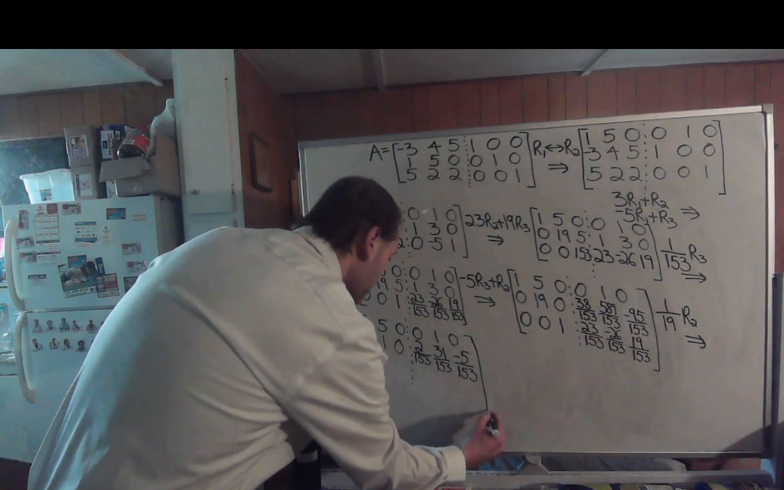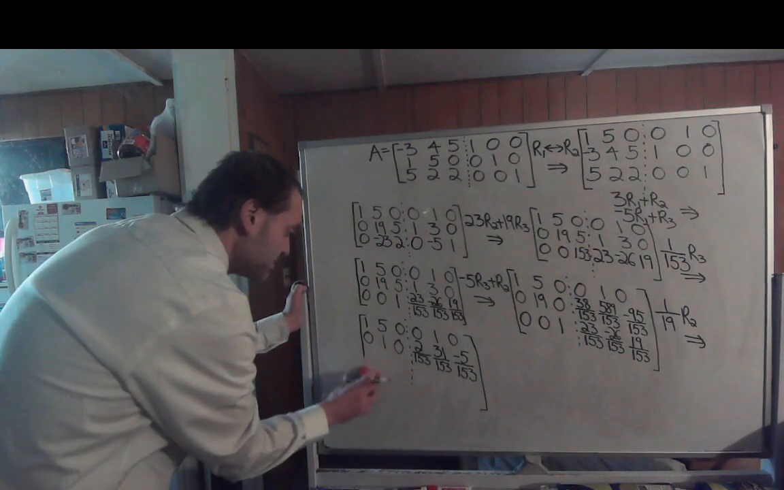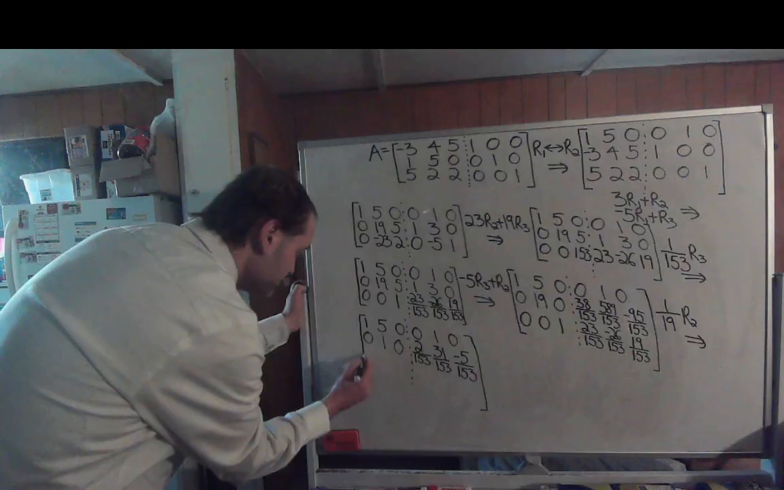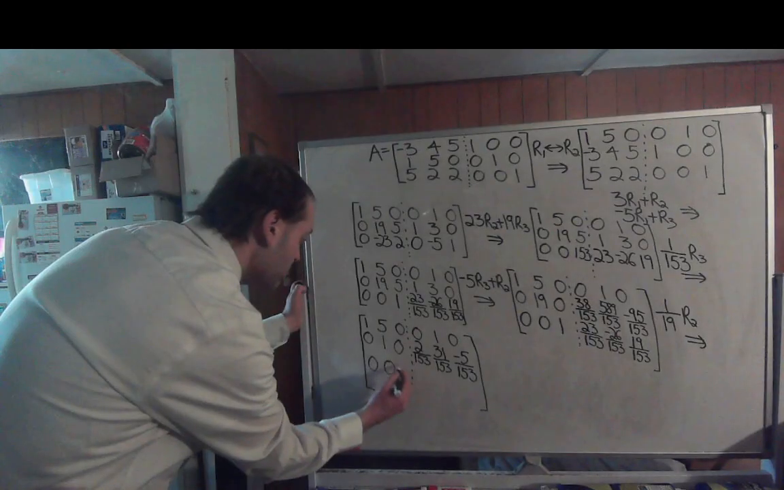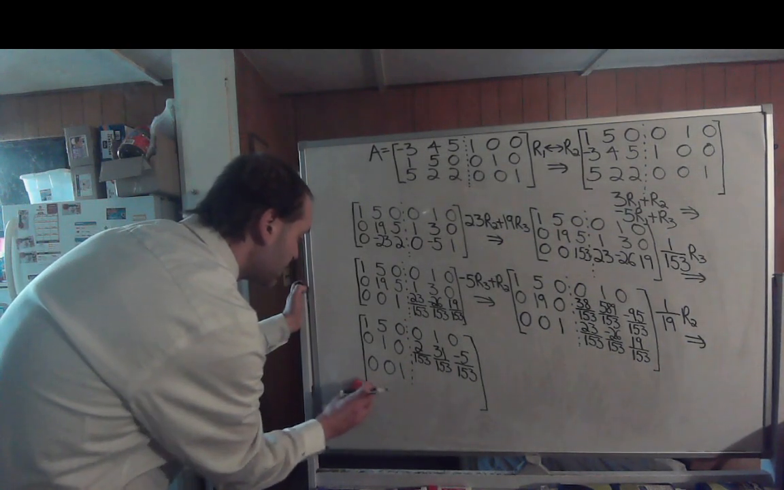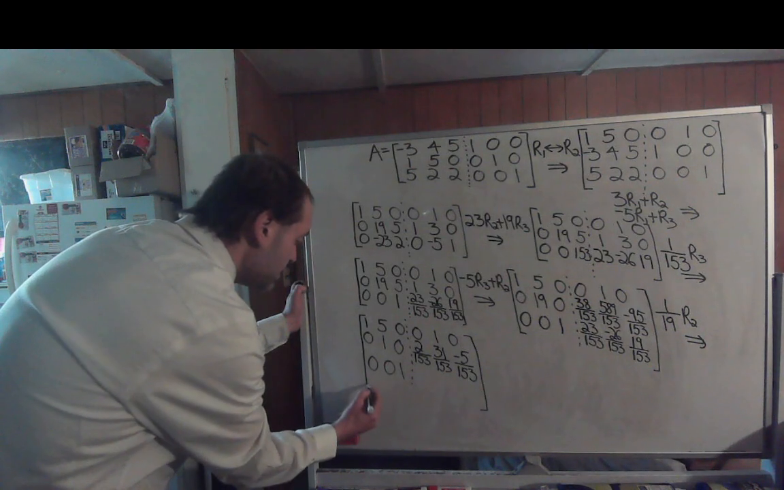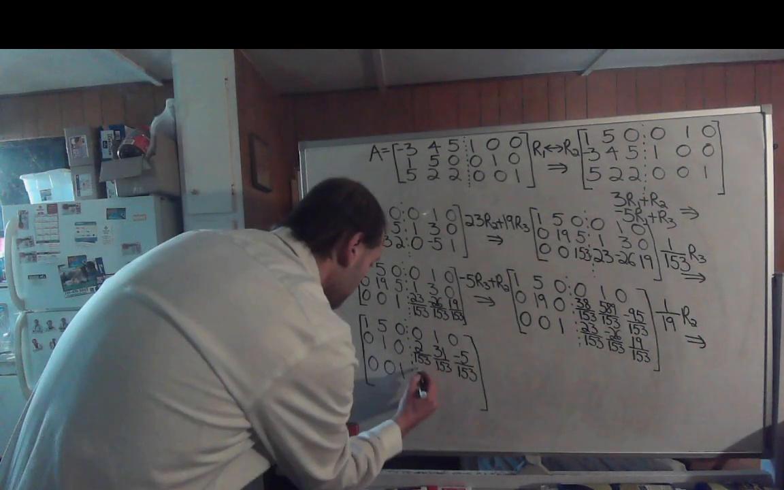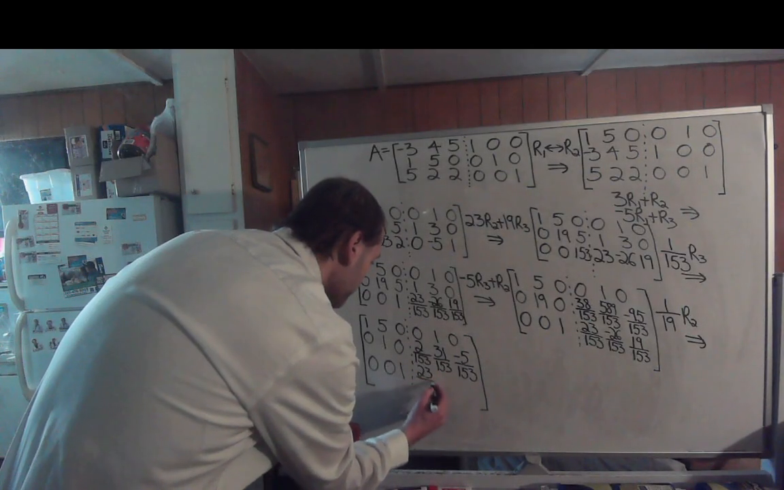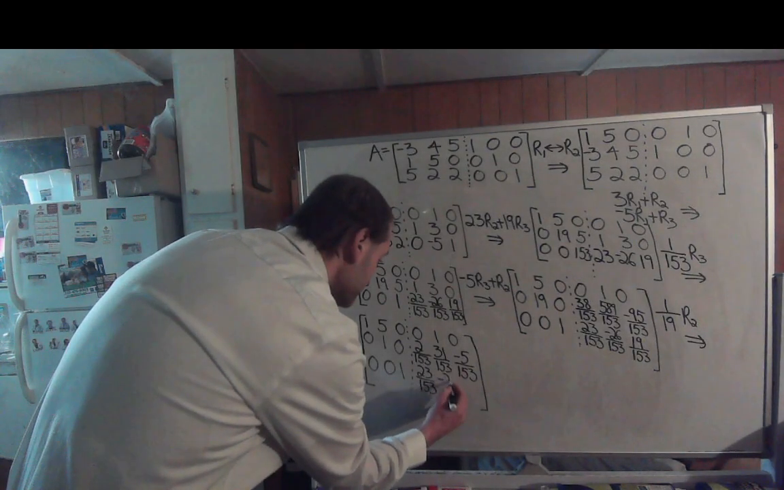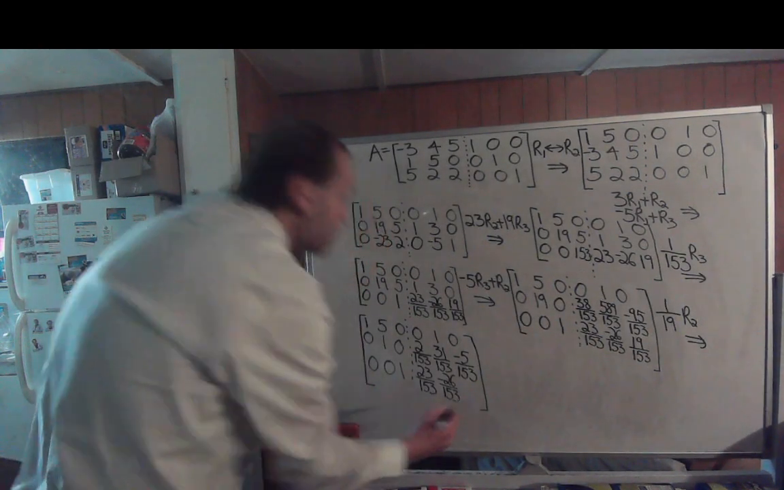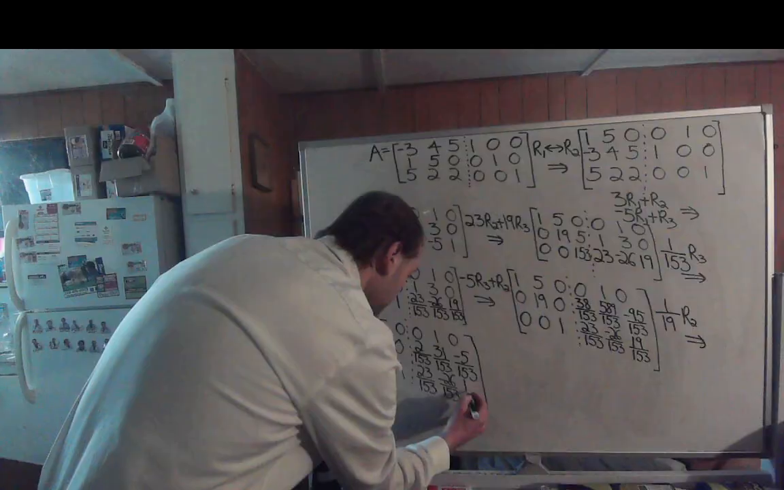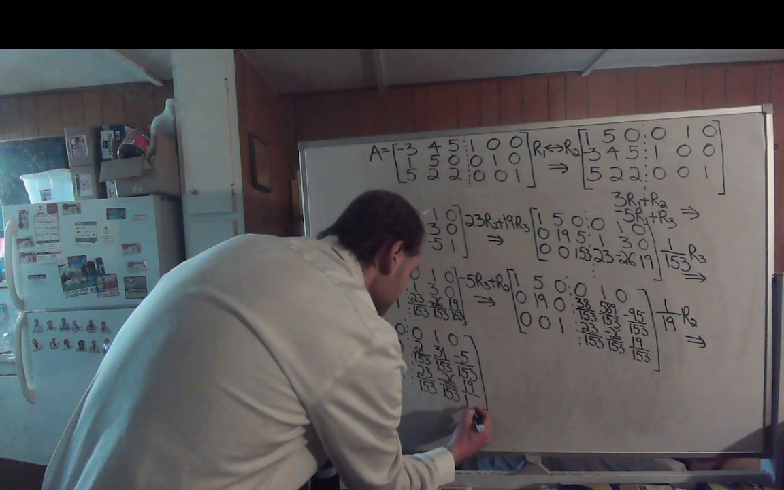And then we're leaving row 3 alone because it's already reduced. So row 3, you have 0, 0, 1. And then you have, wow, 23/153rds, negative 26/153rds, and then 19/153rds.